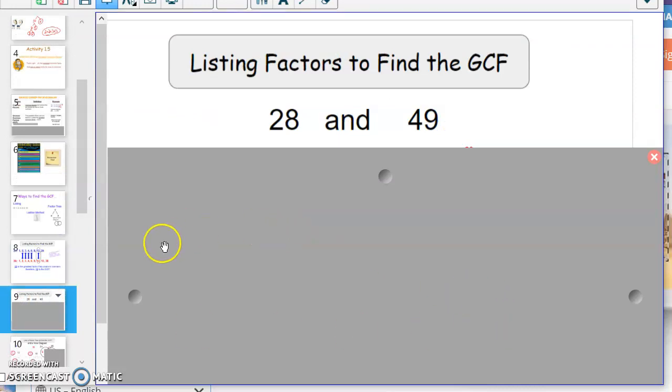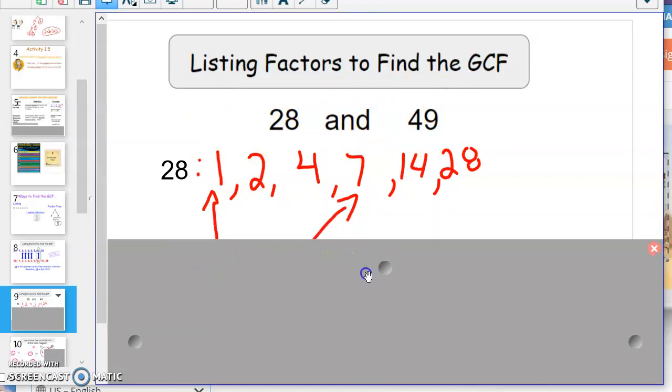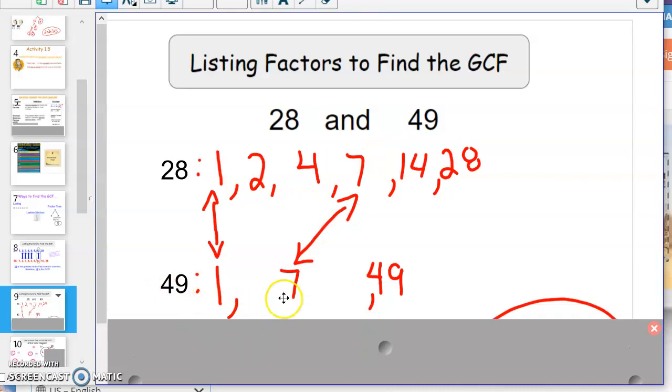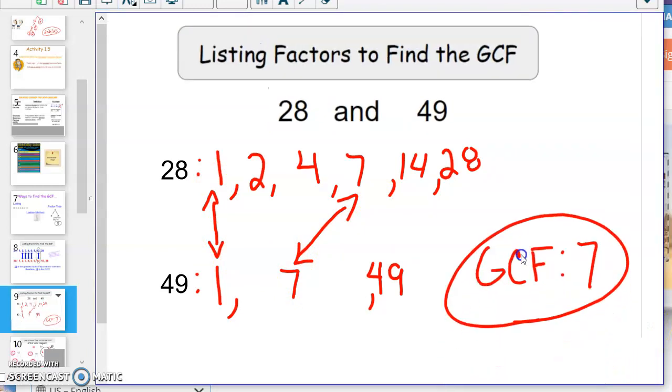So listing method again. First I have to list the factors of 28 and 49. So I'll start with 28. The factors would be 1 and 28, 2 and 14, and 4 and 7. Then the factors of 49 would be 1 and 49, and then 7 times 7. So the common factors that they both have would be 1 and 7. Well, the greatest one that they have in common is 7, so that means that that would be my GCF, 7.